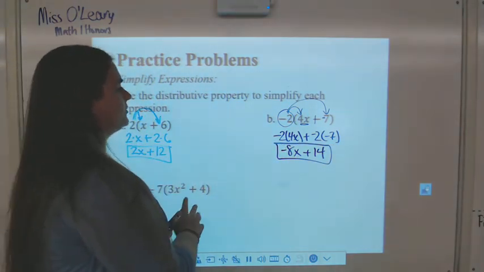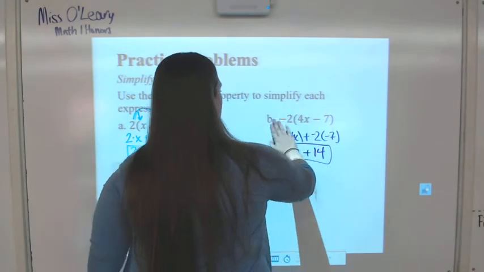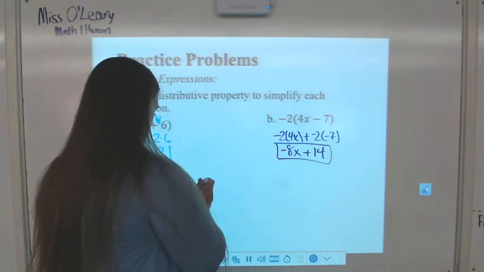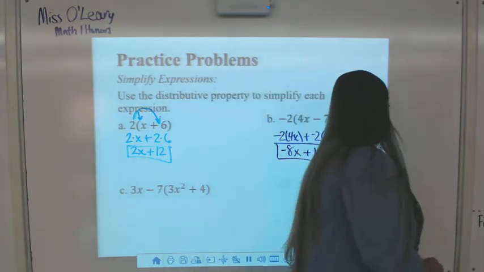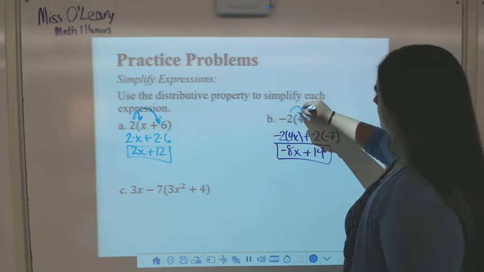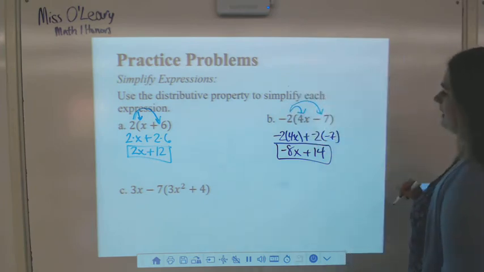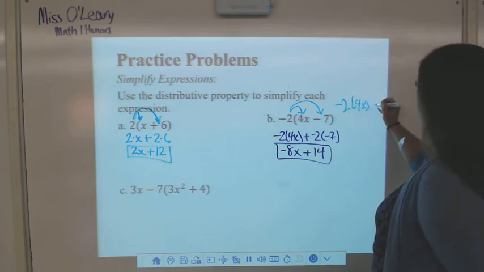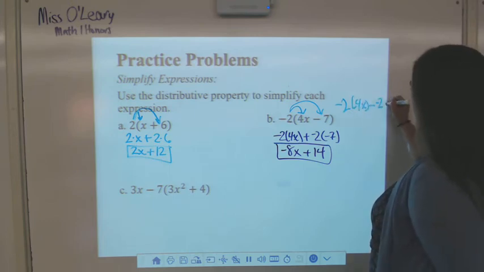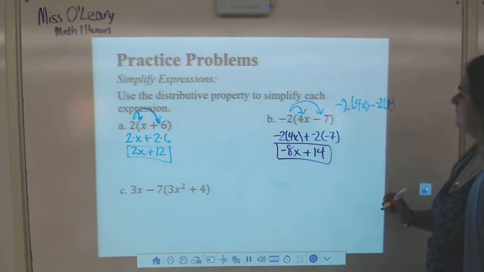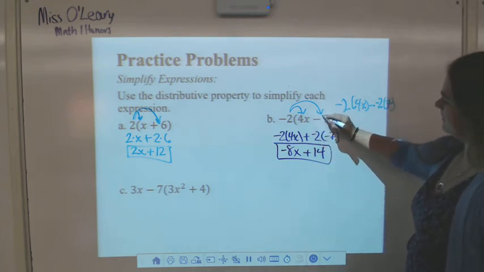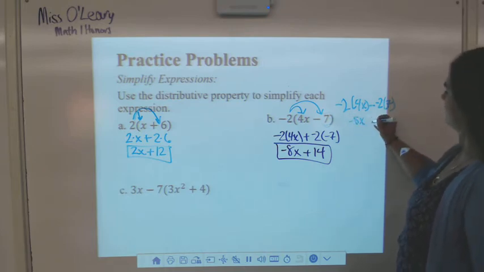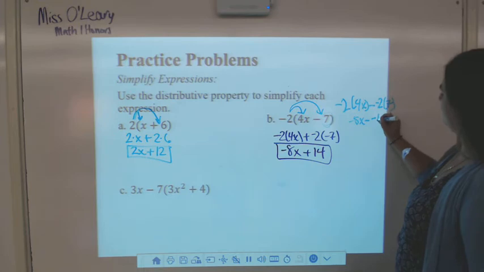Now I want to show you what that looks like if I didn't do that plus and negative. I should still get the same answer. If I take this from this step here, let's change colors, and I'm going to move through without changing anything, I still get negative 2 times 4x minus negative 2 times 7, because if I leave that minus there, then this 7 is really positive 7. So I get negative 8x minus negative 14.